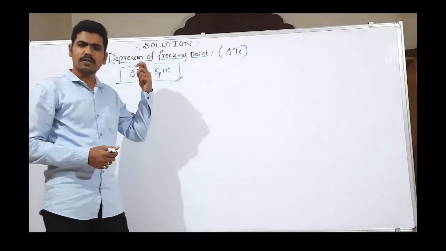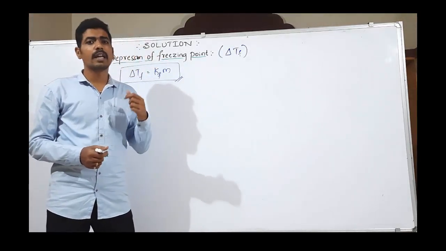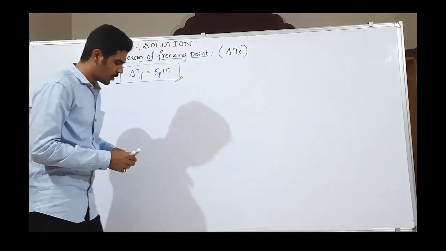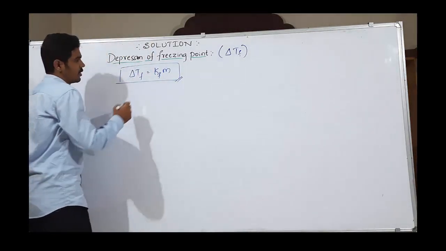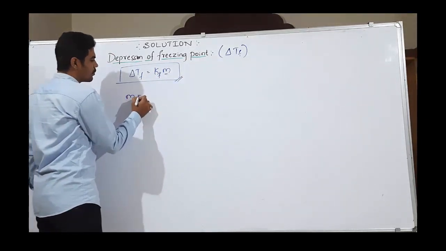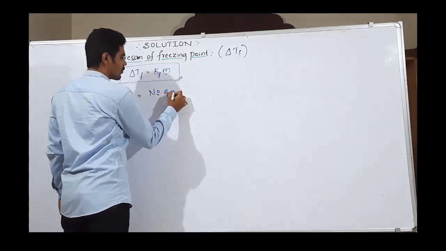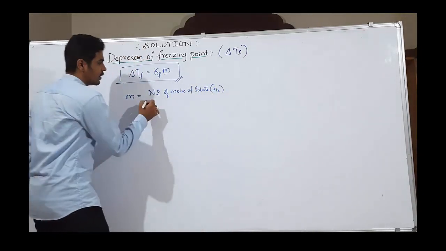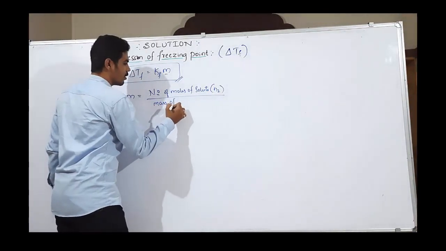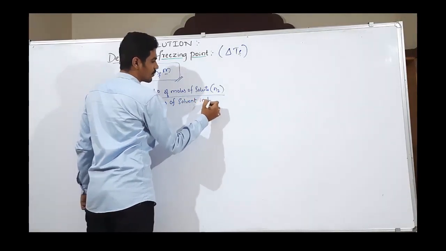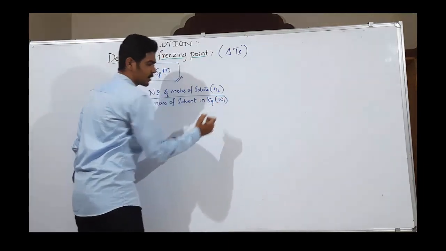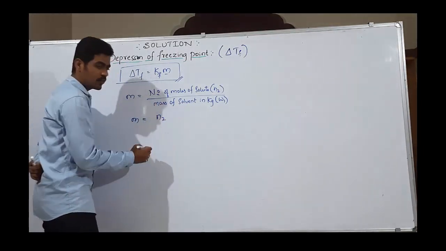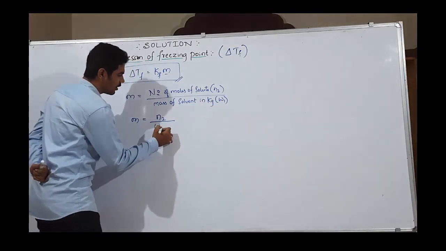Similarly, in the previous video we have already derived the formula for elevation of boiling point. In the same manner we will follow the steps and derive the equation. So let us see. Here in this equation, molality is given. So what is molality? Molality is equal to the number of moles of solute, denoted as N2, divided by the mass of solvent in kg, that is denoted as W1.